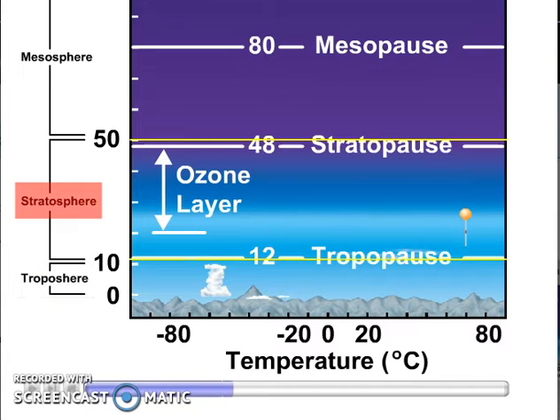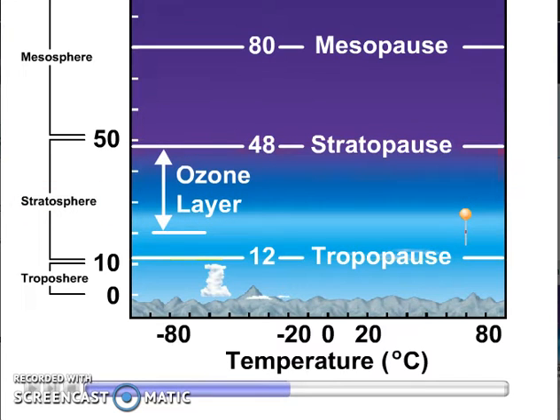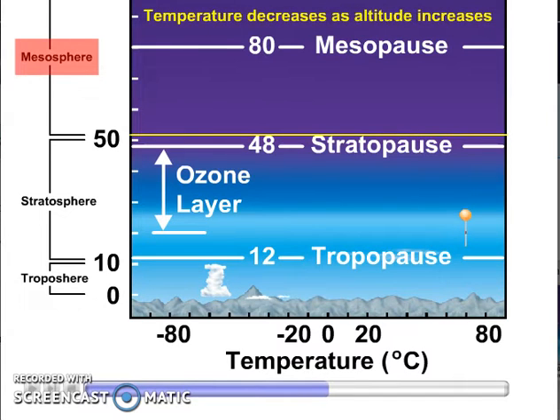Above the troposphere is the stratosphere. Air temperature increases with altitude here. Most of Earth's ozone layer is found in the stratosphere. Approximately 50 kilometers to 100 kilometers above Earth is the mesosphere. Like the troposphere, air temperature decreases with altitude.